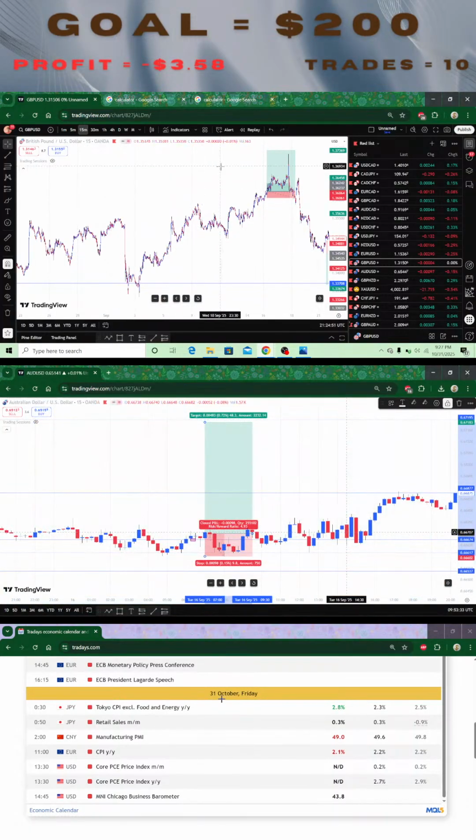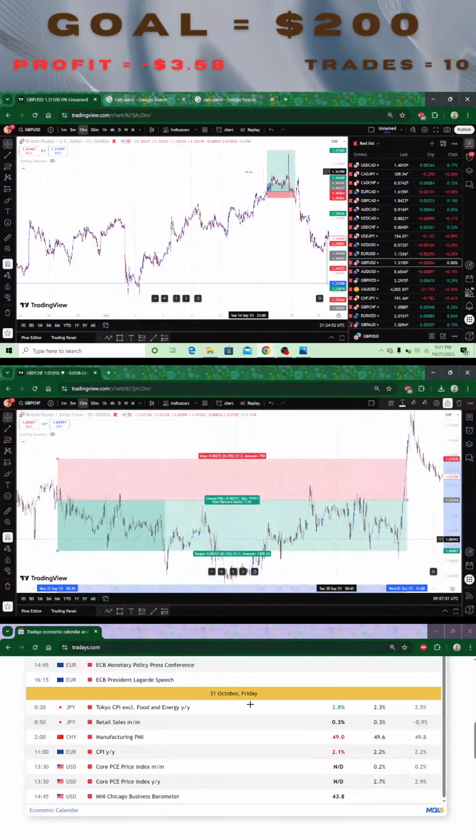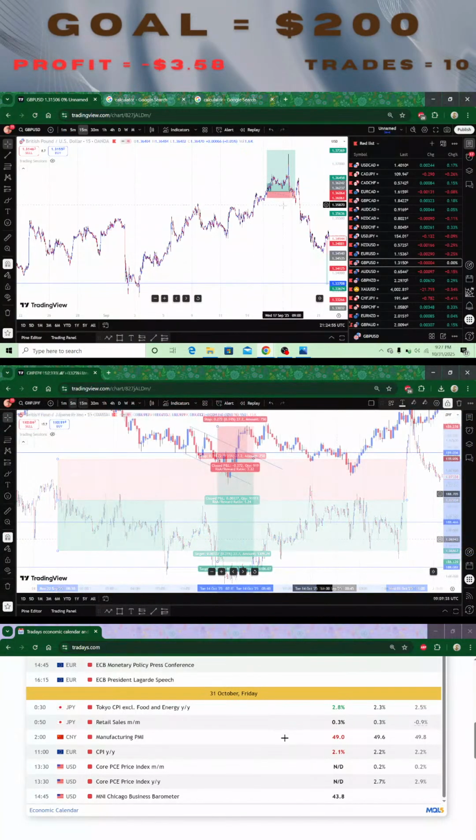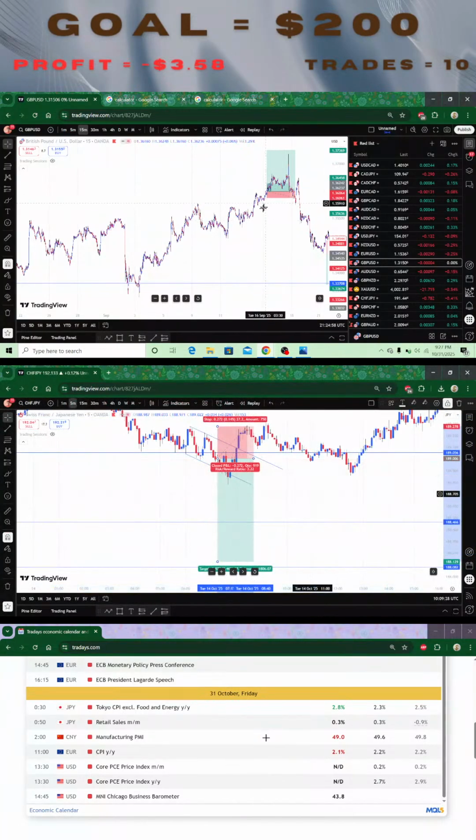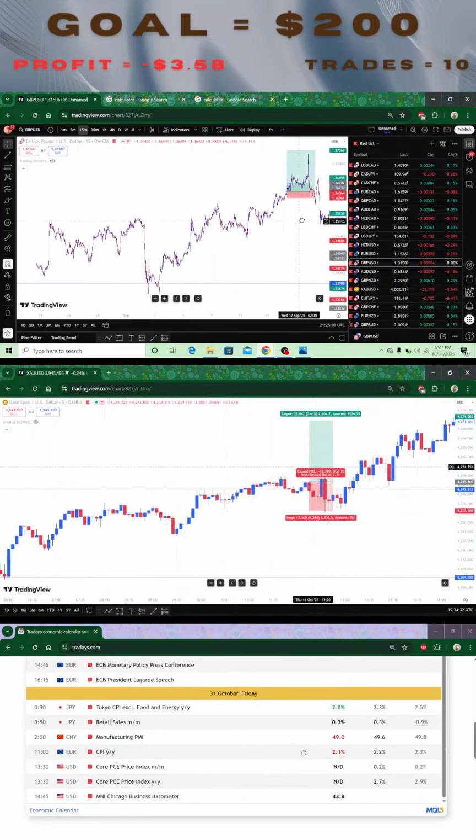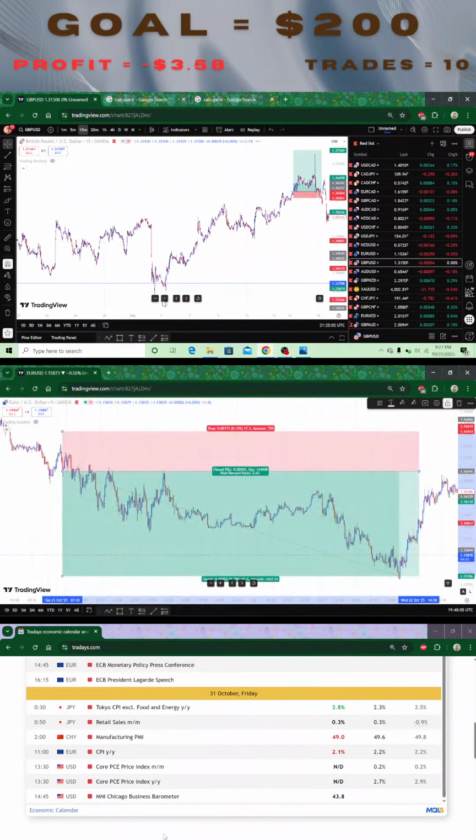Oh, this is August. Is this 7, 16, 6? Okay, this is it. This is the trade, right? Yes, 16th of September. This is the GBP USD trade. So let's zoom in on it.